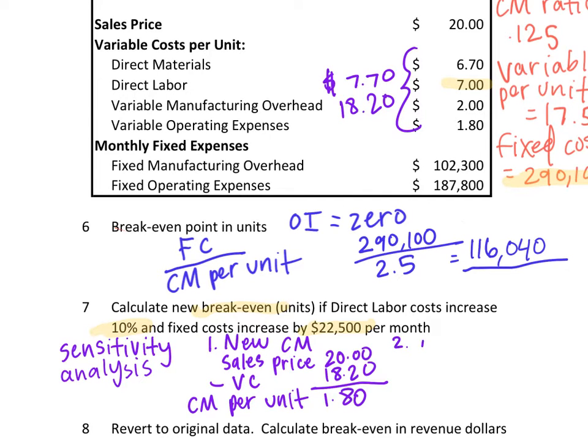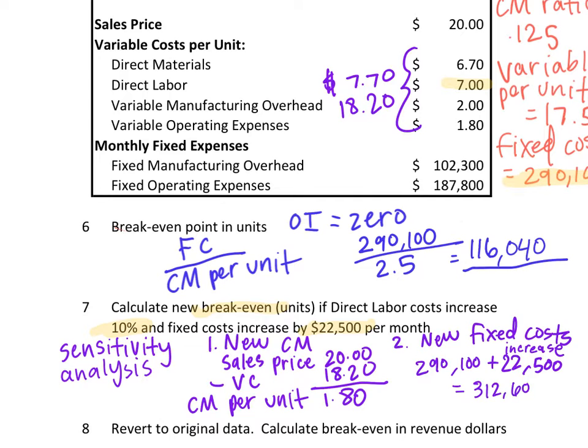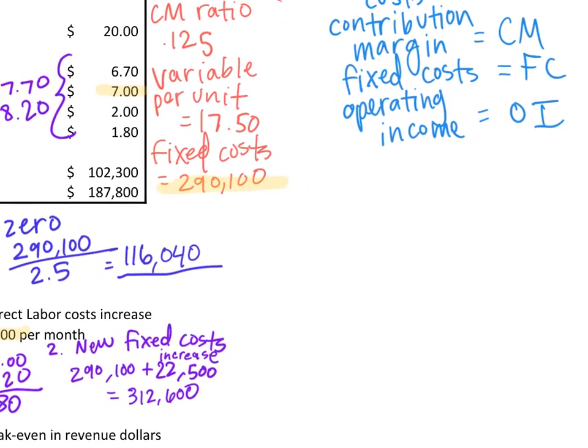In step 2, we are going to calculate our new total fixed costs. So we will take our original fixed costs, $290,100, and we're going to add $22,500, which is the amount that fixed costs are going up under our sensitivity analysis. Add those together and get our updated fixed costs of $312,600. Now we are ready for the third and final step.